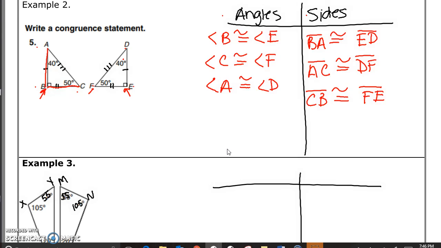So now that we've listed all of the corresponding angles and sides, we can say that triangle ABC is congruent to, it has to be in the order. So congruent to A is D. So triangle D, and then congruent to B is E, and congruent to C is F. So it has to go in that order. Order matters for sure. Okay, let's move on to example 3.